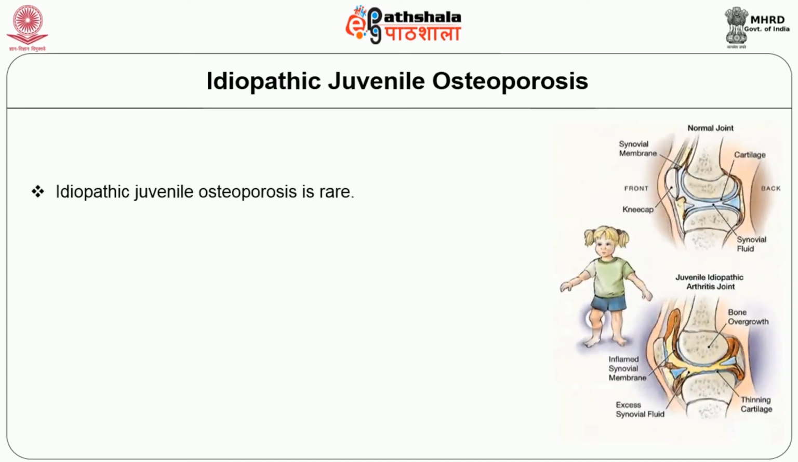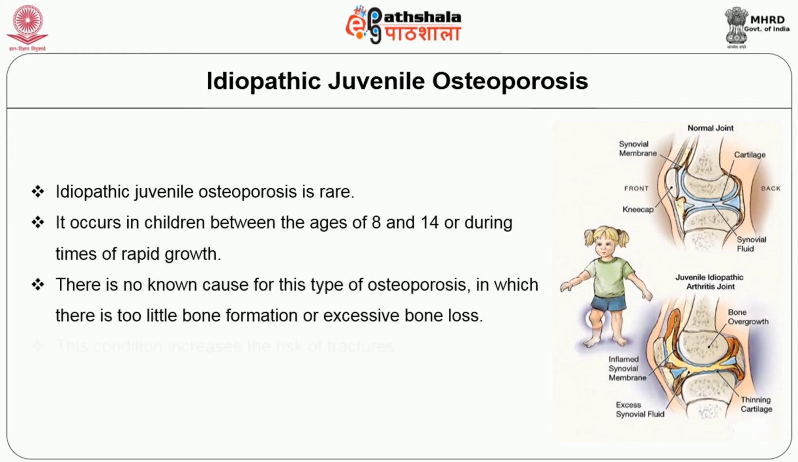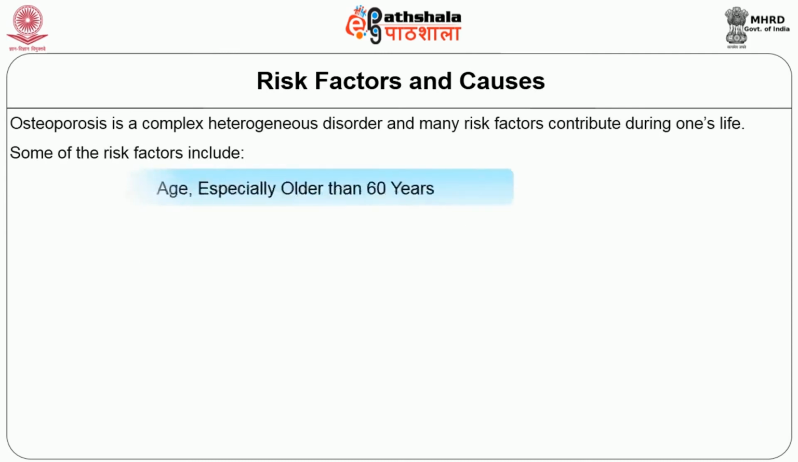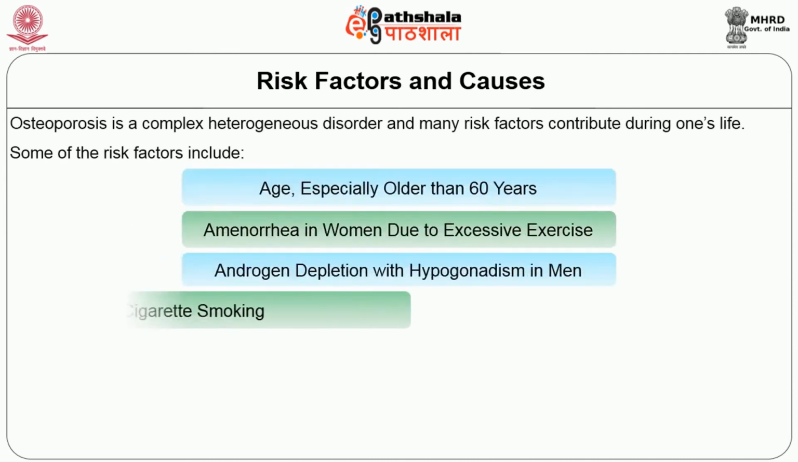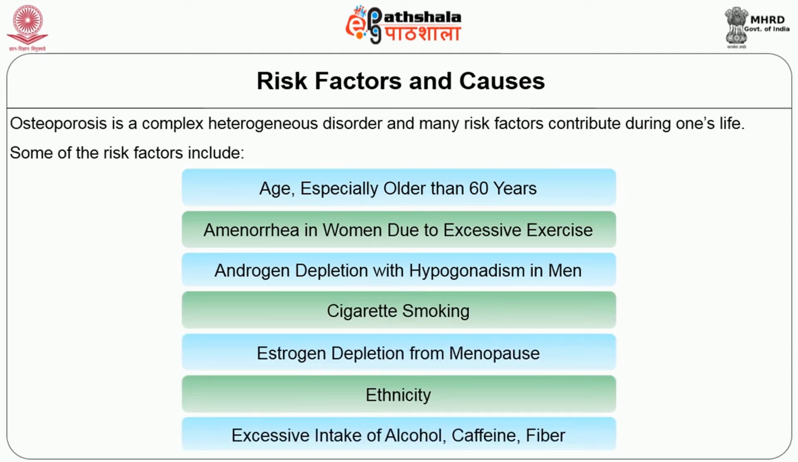It is a rare form of osteoporosis that is present at birth and it causes bones to break for no apparent reason. The fourth type is idiopathic juvenile osteoporosis. This type is too rare. It occurs in children between the ages of 8 to 14 years during the rapid growth. The cause is unknown and there is little bone formation or excessive bone loss. This condition also increases the risk of fractures.